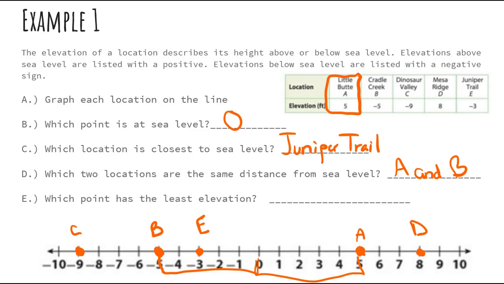Then E says which point has the least elevation. So which one is the lowest point? Remember, the bigger the negative number, that means the lower it is below sea level. So we look all the way to the left of our graph, we see that C, Dinosaur Valley, is our lowest elevation.